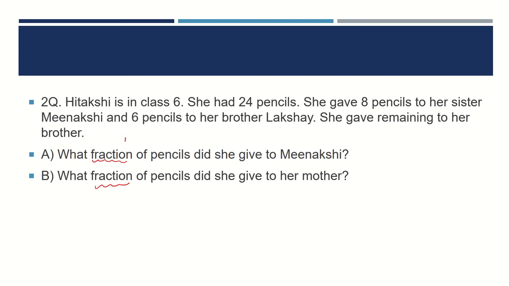So in this question we have asked for a fraction. Fraction we know is always written in the form of numerator and denominator, where the numerator tells you parts considered and the denominator tells you the total number of equal parts. So before writing the answer, first I think we have to write all the information. How many pencils she had? Hitakshi had 24 pencils. She gave 8 pencils to her sister Minakshi. So I am writing Minakshi had 8 pencils and 6 pencils to her brother Lakshay.